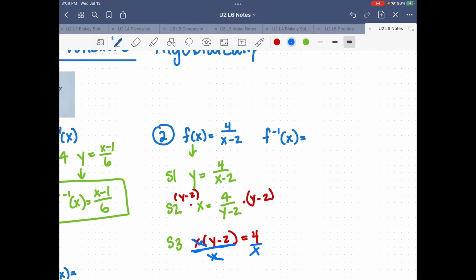Now then I need to move my 2 over, so I get y is equal to 4 over x plus 2. And now I can go to step 4, where I rewrite this as the inverse of f is equal to 4 over x plus 2. Okay.